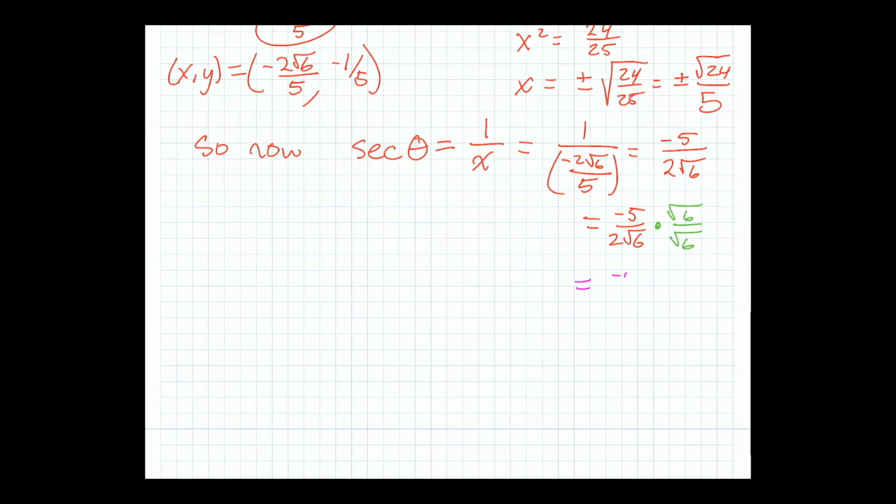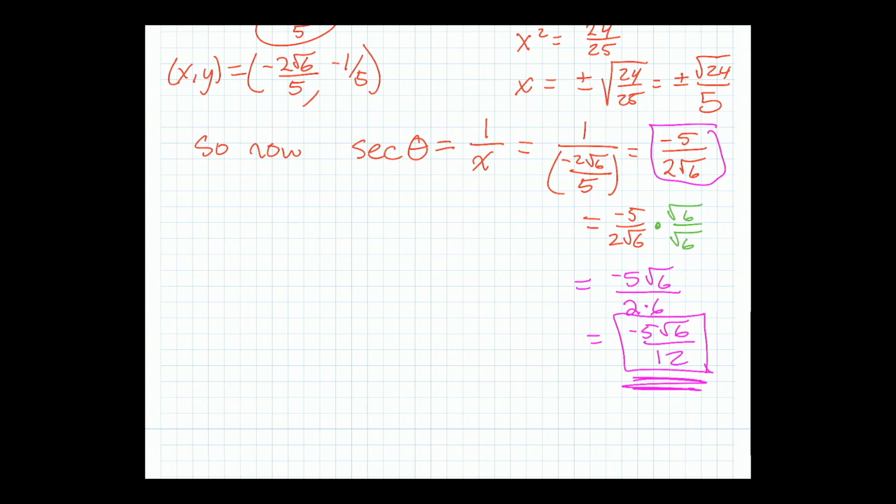And then you're going to get -5 square root 6 on top, and on bottom you're going to get 2 times 6. So -5 square root 6/12 is what you're going to end up with for that. Now technically, way back here, this is the answer as well, but this is a better answer because we've rationalized the denominator by multiplying by that square root 6/6. So rationalizing the denominator means just no square roots in the denominator.